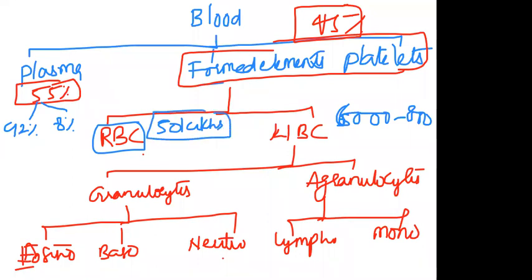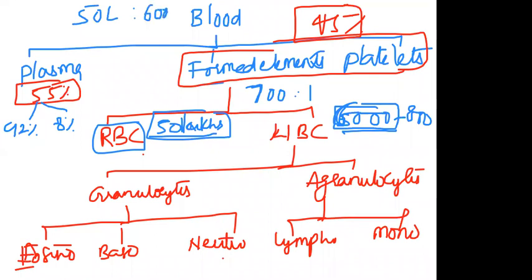Nearly 50 lakhs. 5 million means 50 lakhs, isn't it? Total WBC is about 6,000 to 8,000. So we can estimate like this. For 50 lakhs RBC, if 5,000 WBC are present, that will come to nearly 700 is to 1. Because WBC count is 6,000 to 8,000, if you calculate, you get nearly 50 lakhs is to 5,000 or 6,000. That is the ratio of RBC and WBC.